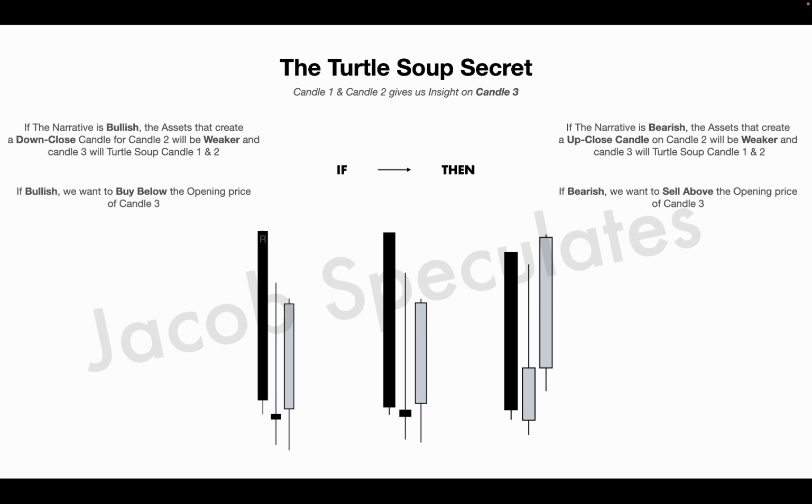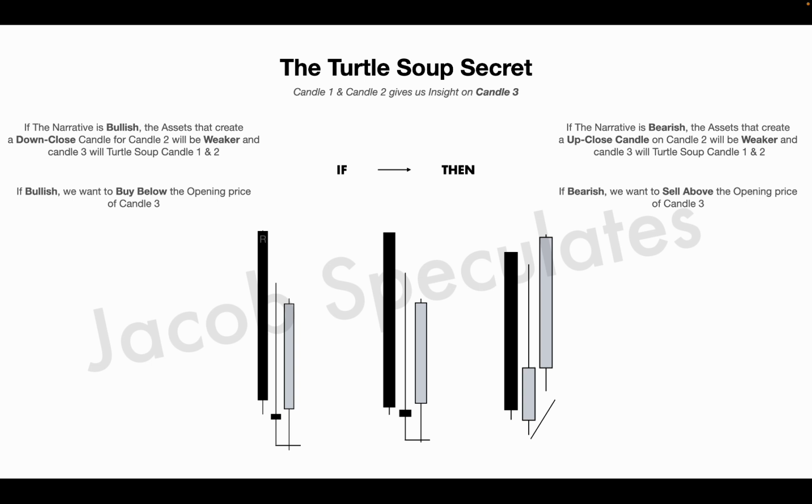So this is basic power of 3. This is nothing new. If the narrative is bearish, the assets that create an up close candle on candle number 2 will be weaker, and candle number 3 will turtle soup candle 1 and 2. If bearish, we want to sell above the opening price of candle number 3. Now I want you to look down below for a second at the low of the PSP. As you can see, we have an SMT with candle number 2 and candle number 3. Now, this is not random.